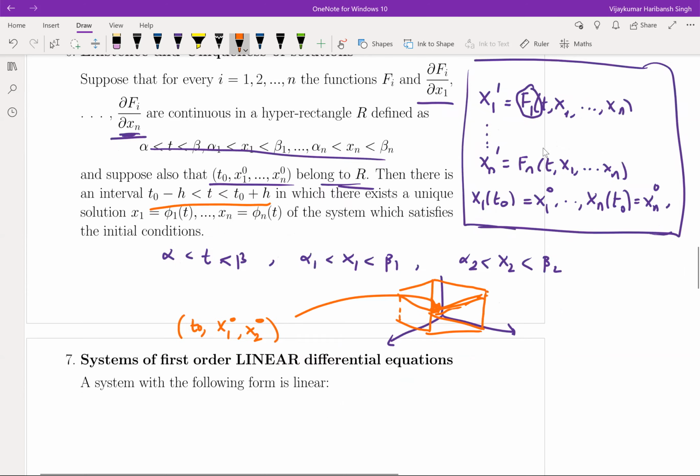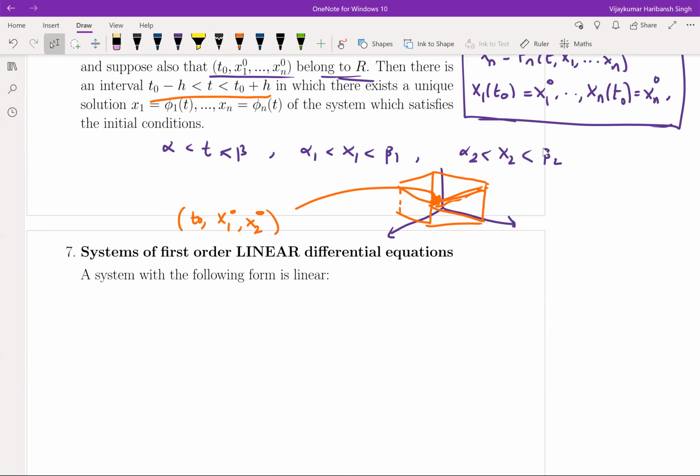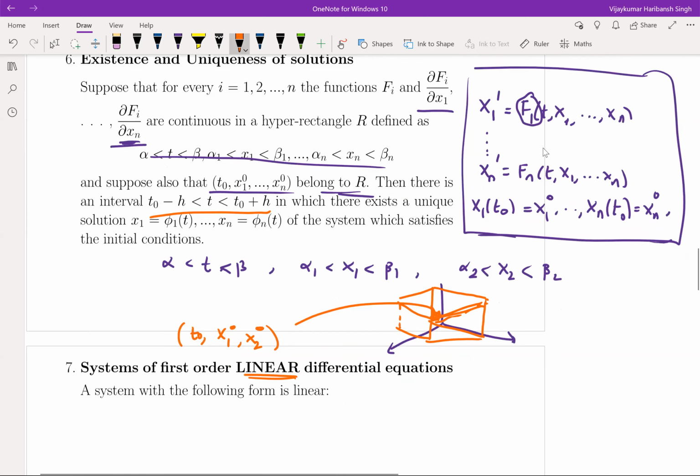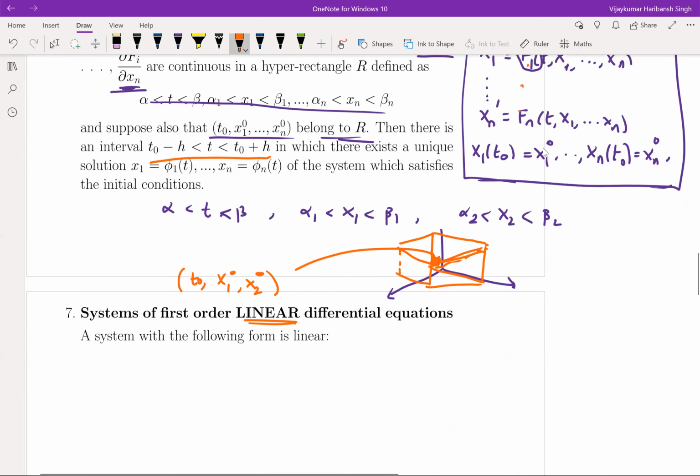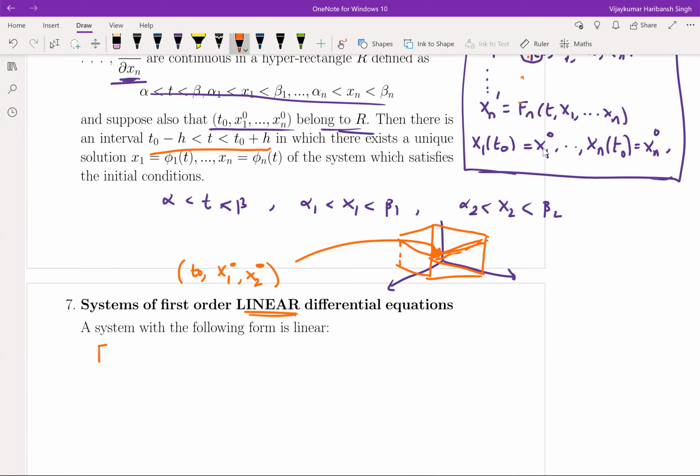Now let's study the next kind, which is a system of first order linear differential equations. So what do you mean by linear? If each of these f1, f2, f3, fn are linear, then we say that the system is basically a linear differential equation.